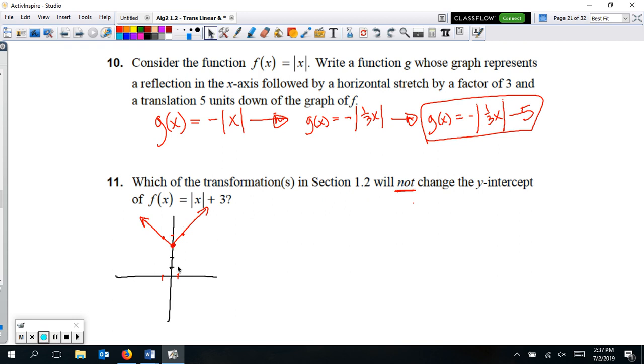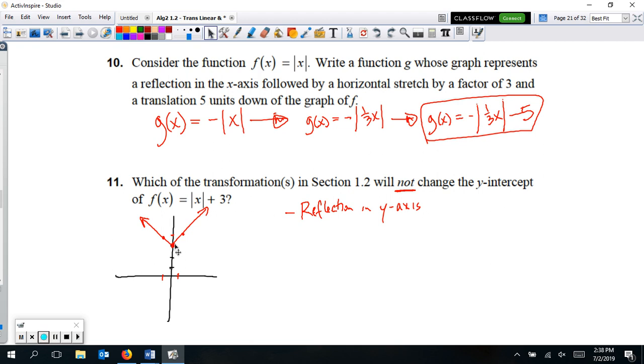So if we translate it up or down, left or right, that's definitely going to change that. So it can't be any translations. If we do a reflection in the x-axis, if I flip it over the x-axis, that's going to change it to down here, so that couldn't be that. But if we do reflect it in the y-axis, remember how we saw that one? It didn't change the graph at all. So we could have a reflection in the y-axis, and that would not change this point right here. It would stay the same.